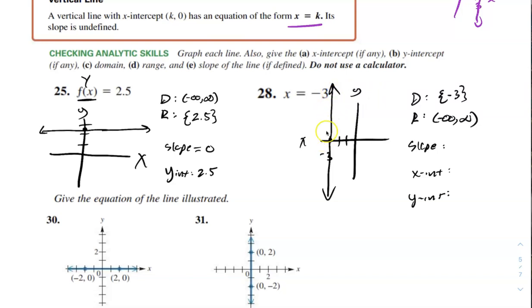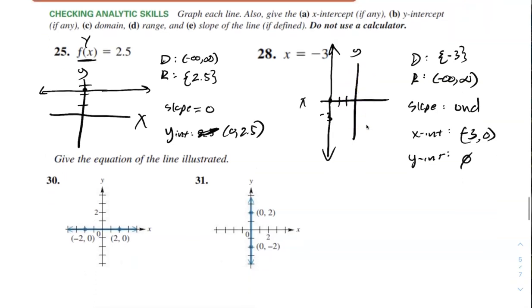My slope, remember what they say. It's a wall. It's a straight line up and down. You can't walk that. Undefined. My x-intercept, I do actually have an x-intercept. I cross right there at negative 3. My y-intercept, I should have made this a point. I was being lazy. I don't have a y-intercept. So, no value. None.